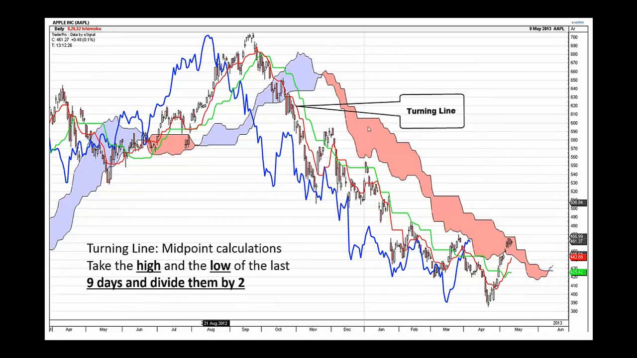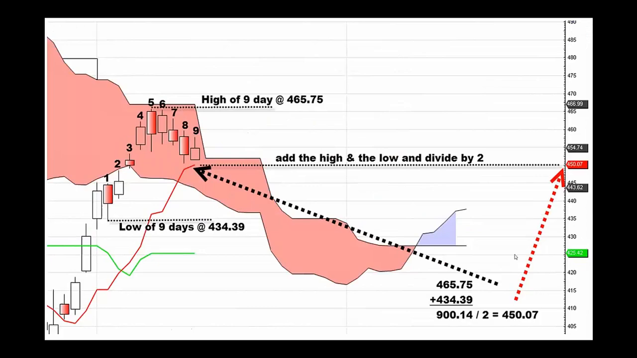So in this case scenario, we have an up cloud, a down cloud. We're above the cloud here. We're below the cloud here. And then this line right here, the red line, is the one closest to the price action right here where my pointer is right now. That one right there is the turning line. And that's the one we're calculating right now. The turning line is the red line.